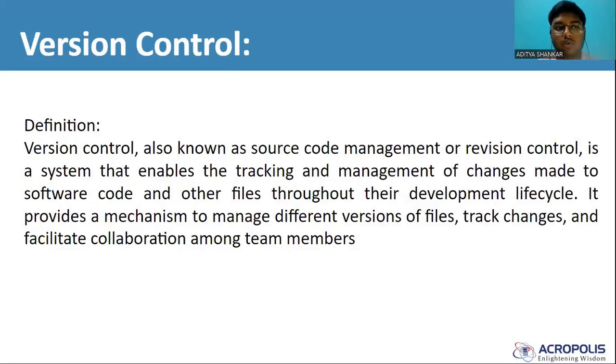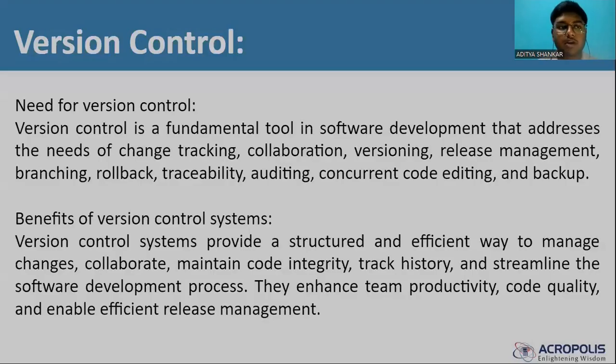Okay. Now version control. So what is version control? It is also known as source code management or revision control. It is a system that enables the tracking and management of changes made to the software code and the other files during their development cycle. So it monitors the versions of the file, that whatever the changes they are being implemented, data is tracked and managed. It provides a mechanism to manage different versions of files, as I said, track changes, and facilitates collaboration among team members, since it is a team activity.